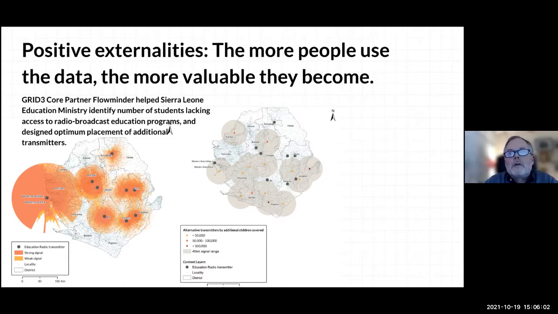We now see similar analyses being done around immunization campaigns where people are starting to get interested in using the Grid 3 data to identify populations that are out of reach of radio broadcasts and therefore cannot listen to vaccination promotion campaigns and have to be reached through other means.